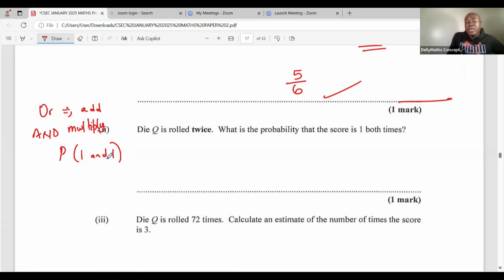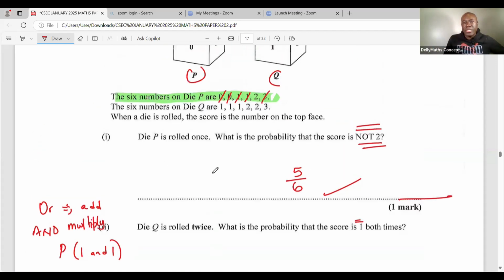So in this case, it's "and", because if I throw it one time and get number 1, and then I throw it again and get another number 1, that's "and". So we want to know the probability for me to get a number 1, and then I'm going to multiply those probabilities. So let's take a look at it. We're talking about this right here. How many ones are there? There are 3 out of 6.